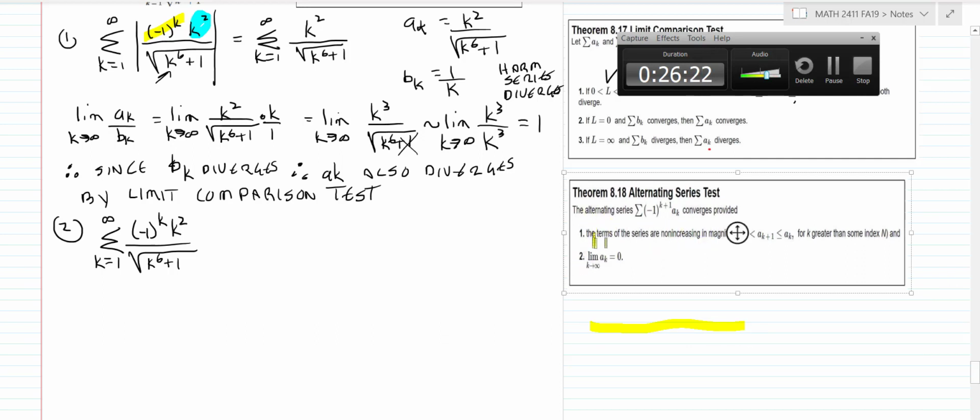There's two things we've got to do. Show the terms are non-increasing, and then show the limit is 0. So we've got to do those two things. Let's start and see if we can show that the terms are non-increasing.